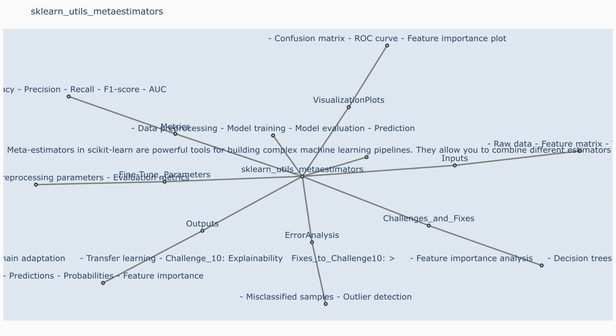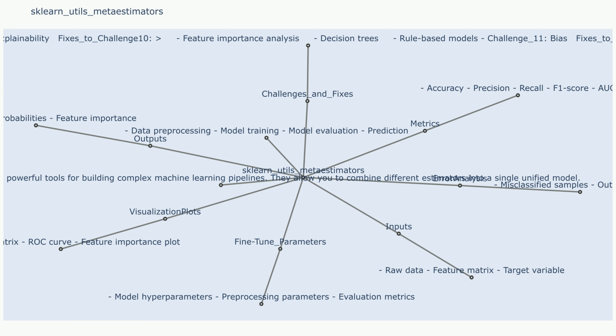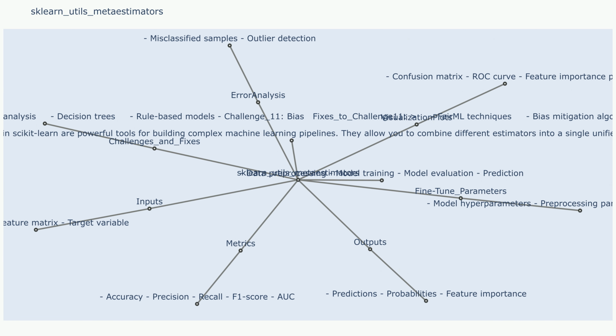sklearn.utils.metaestimators. Description: meta-estimators in scikit-learn are a powerful concept that allows you to build complex machine learning pipelines by combining different estimators into a single unified structure. They provide a convenient way to encapsulate and reuse common machine learning patterns, simplifying the development and deployment of sophisticated models. Inputs: estimators, one or more base estimators, which are the core building blocks of the meta-estimator.